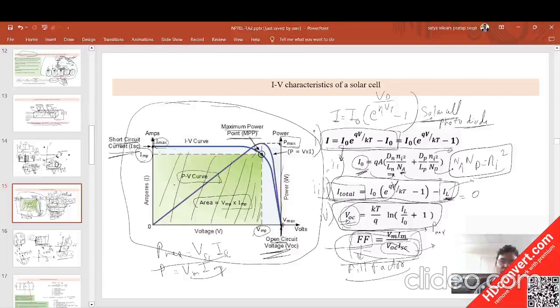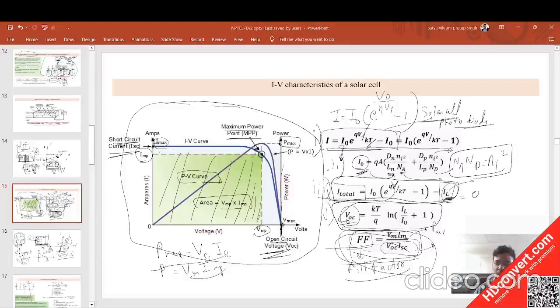This is the most important. Why? Because from the understanding point of view, how this IL comes, how this Vd came, how the temperature variation is there, that is very, very important, and how the fill factor equation has been derived, that is very, very important. Is there any doubt?